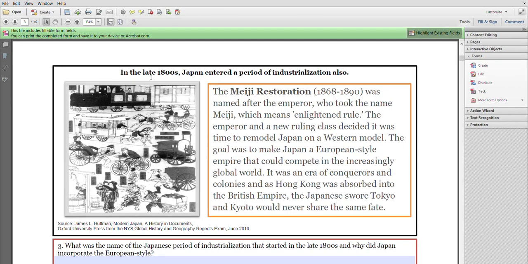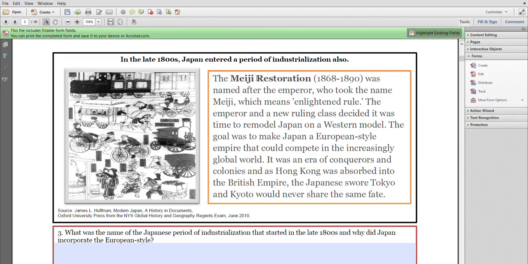In the late 1800s, Japan entered a period of industrialization also. The Meiji Restoration, 1868 to 1890, was named after the emperor who took the name Meiji, which means enlightened rule. The emperor and a new ruling class decided it was time to remodel Japan on a Western model. The goal was to make Japan a European-style empire that could compete in the increasingly global world. It was an era of conquerors and colonies, and as Hong Kong was absorbed into the British Empire, the Japanese swore Tokyo and Kyoto would never share the same fate.